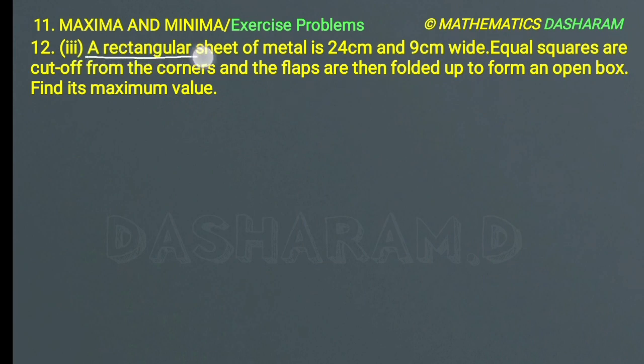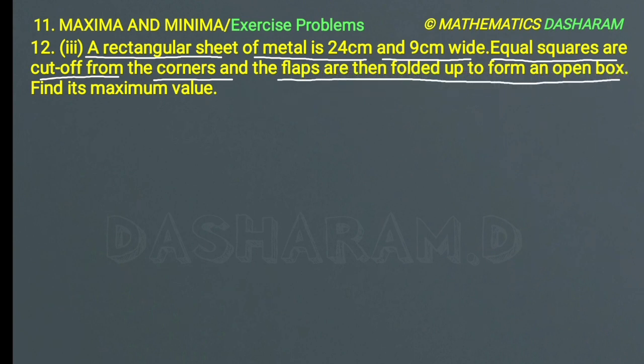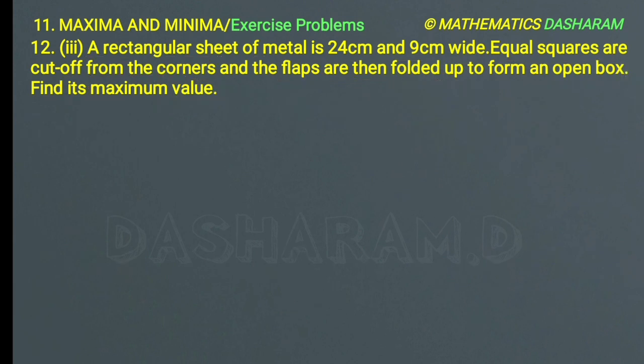Third question: a rectangular sheet of metal is 24 centimeters long and 9 centimeters wide. Equal squares are cut off from the corners and the flaps are then folded up to form an open box. Find its maximum value. Maximum value means maximum capacity. Capacity means volume.